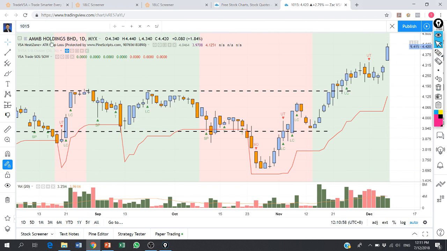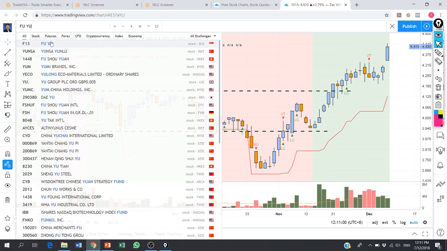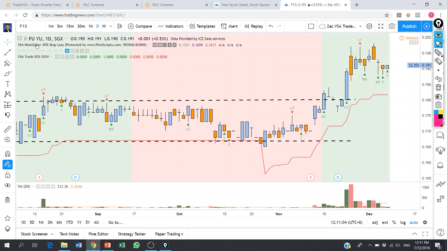So for the second stock that I picked up last week using the line change, of course, is Full U. This week I picked up Full U as well, so I will show you why. Of course, I picked it up because on the 26th of November I have this line change, with a very high volume.